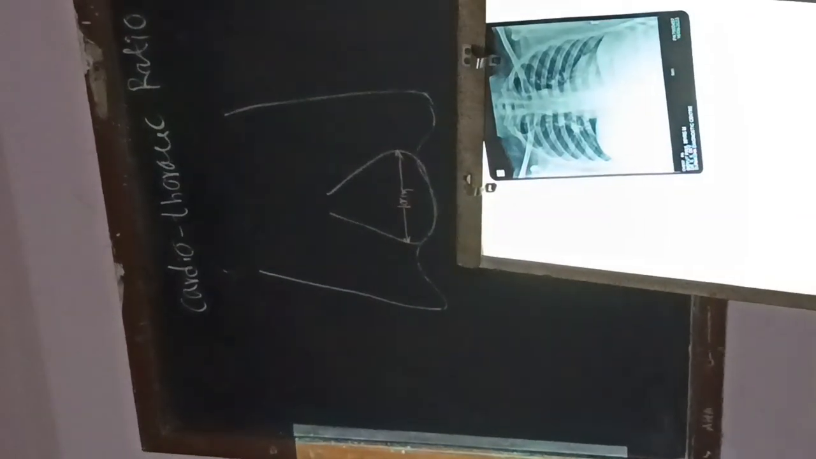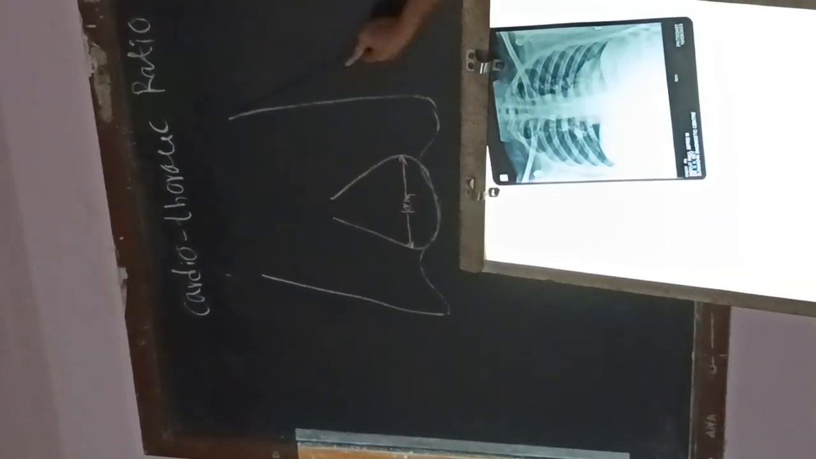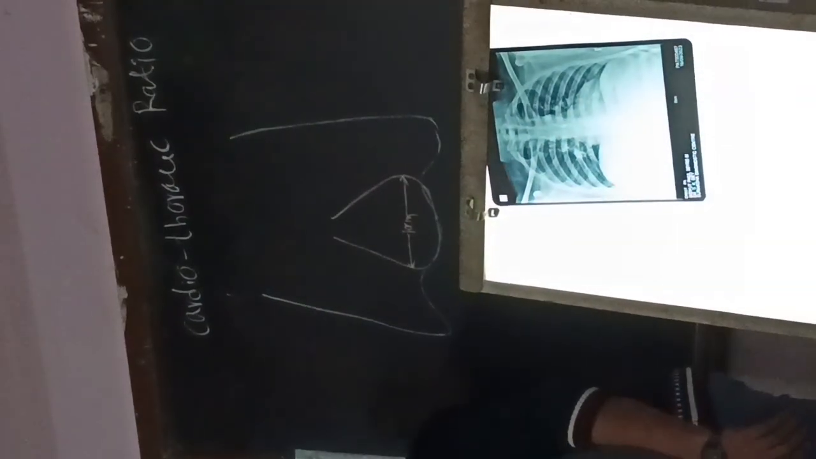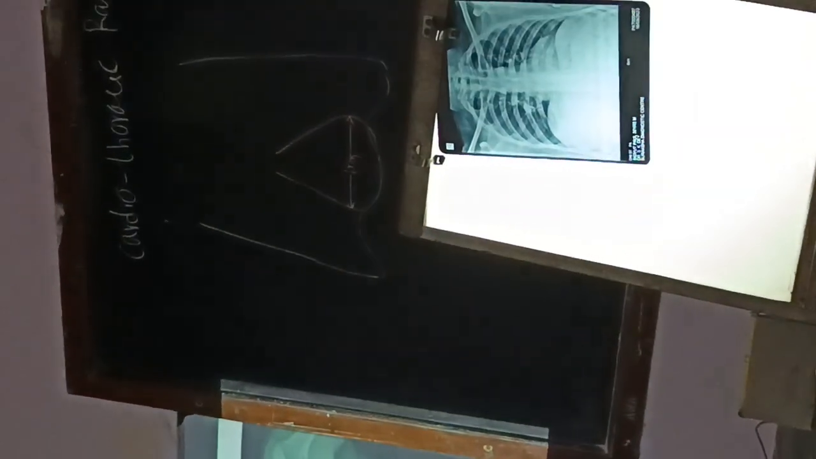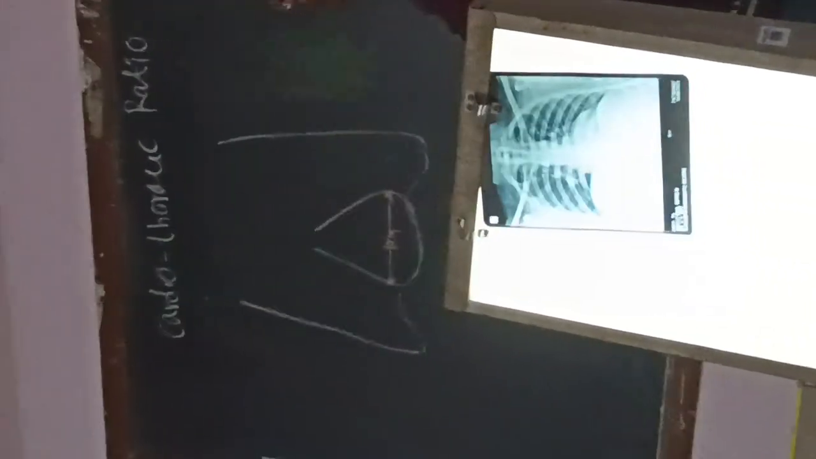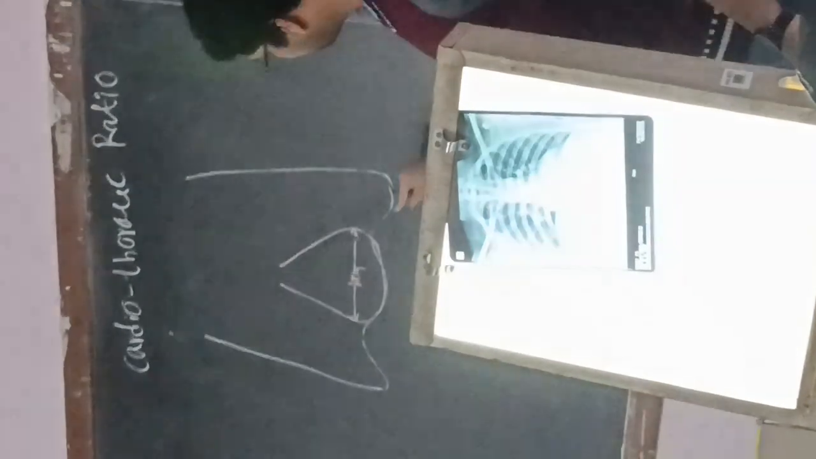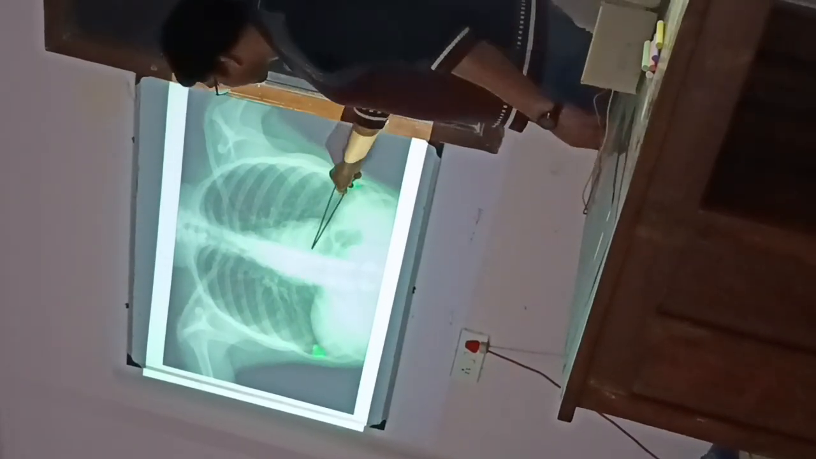See here everybody, cardiothoracic ratio. You have to measure the diameter of the entire thorax, all the way from here till here. And you have to measure the maximum diameter of the heart. For example, here is the minimum diameter of the heart. Here is the maximum diameter of the heart. Whenever it is reaching almost out to the diaphragm, it is the maximum diameter, right?